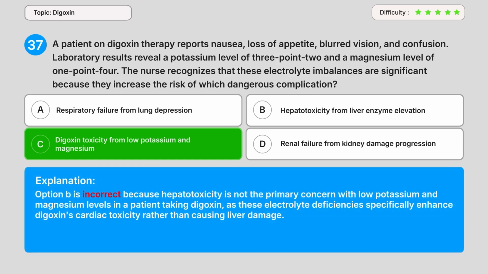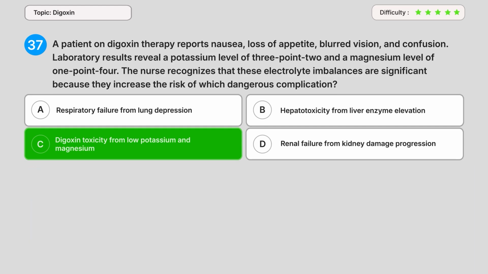Option B is incorrect because hepatotoxicity is not the primary concern with low potassium and magnesium levels in a patient taking digoxin, as these electrolyte deficiencies specifically enhance digoxin's cardiac toxicity rather than causing liver damage.